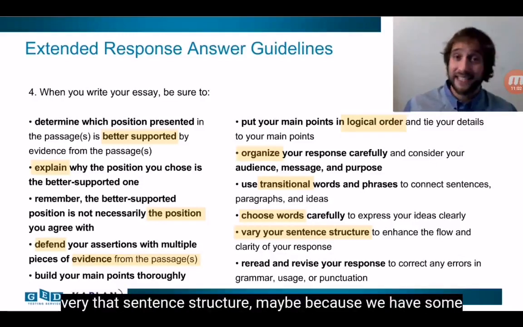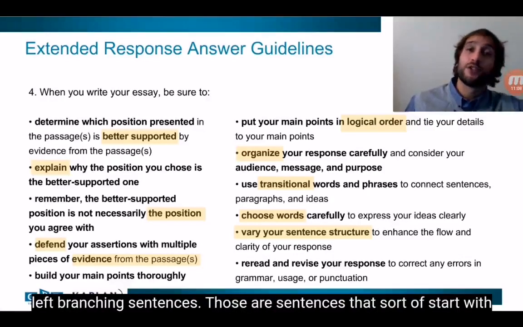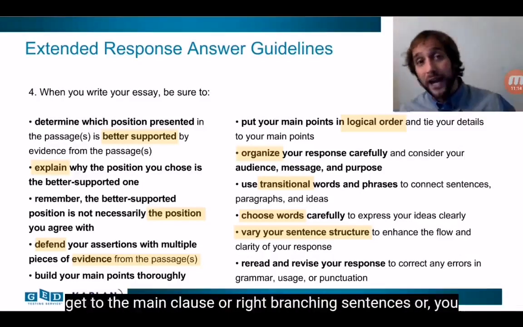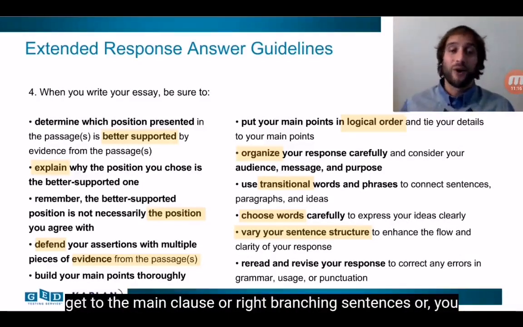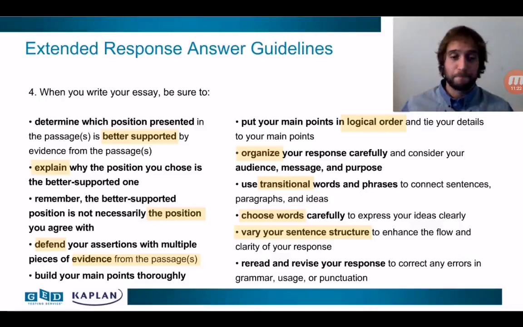But if we vary that sentence structure, maybe because we have some left branching sentences, those are sentences that start with maybe a dependent or modifying clause before we get to the main clause, or right branching sentences, or other kinds of ways to vary our sentence structure, that can really help maintain interest and flow of our essay.